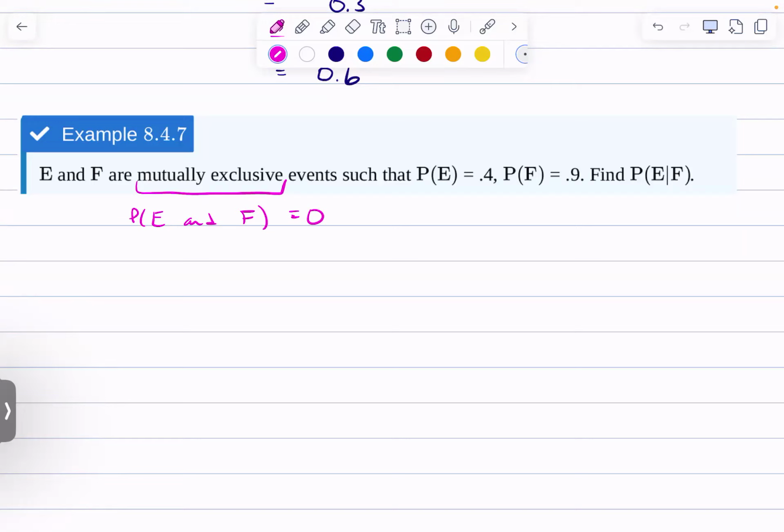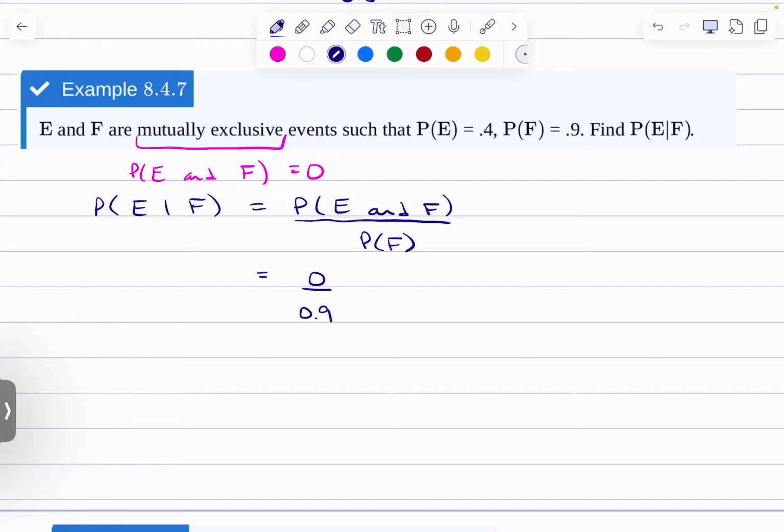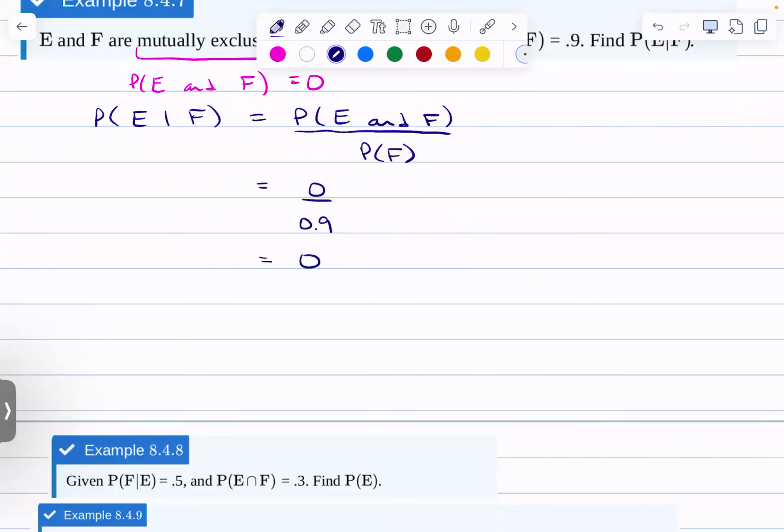So if we want to find the probability of E given F, I sense a 0 coming on. Probability of E given F, but we'll work through it, is the probability of the first and the second divided by the probability of the second. So knowing that they're mutually exclusive, I get 0 divided by 0.9. 0 divided by 0.9 is still 0. You want to make sure that you never divide by 0, right? That's illegal math. Illegal math.